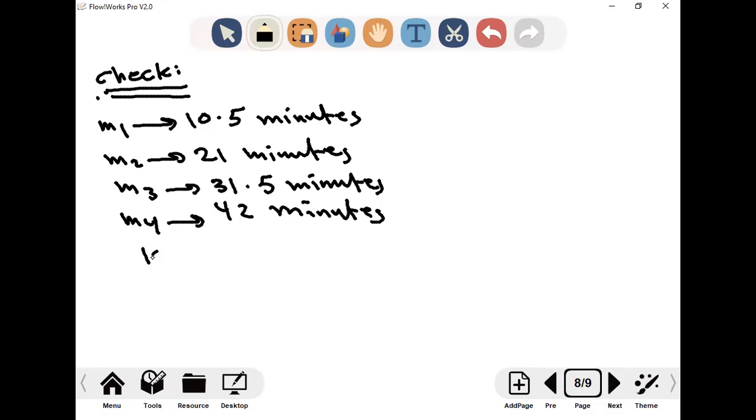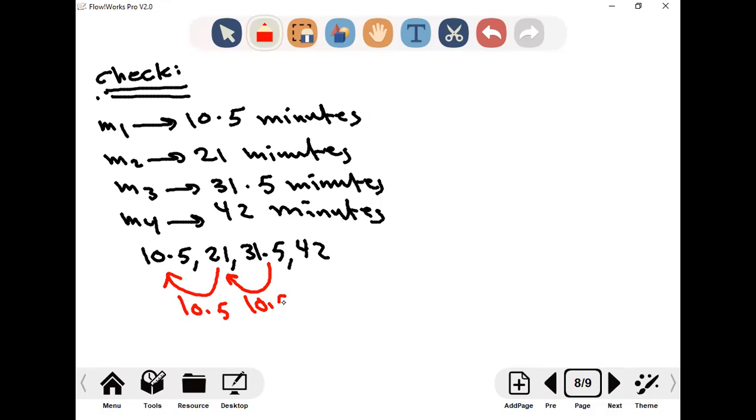Now, mile 1 means the first term a1. So my sequence is 10.5, 21, 31.5, and 42. Is it arithmetic? Let's check. 21 minus 10.5 is 10.5. 31.5 minus 21 is also 10.5. 42 minus 31.5 is 10.5. Right? Arithmetic? Yes. But let's see what the question wants. Part A: write a function or equation. Let's write the function.